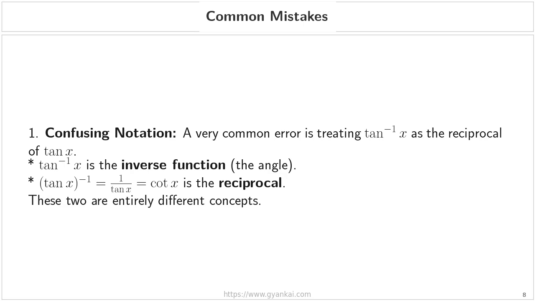First, let's discuss confusing notation. A very common error students make is treating tan inverse x as the reciprocal of tangent x. It is crucial to understand that tan inverse x refers to the inverse function, which gives us the angle. On the other hand, the reciprocal of tangent x, written as tangent x to the power of -1, is equal to 1 divided by tangent x, which is the cotangent of x. Please remember that these two are entirely different mathematical concepts.